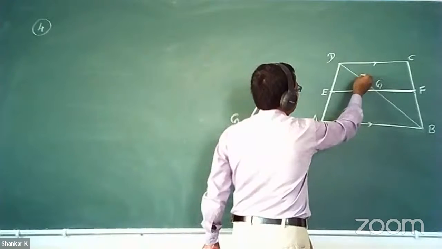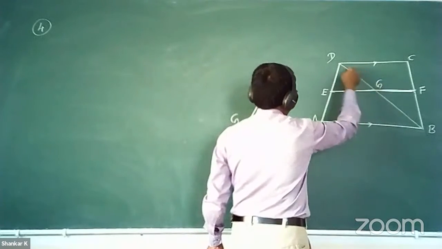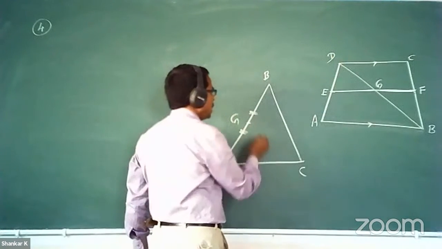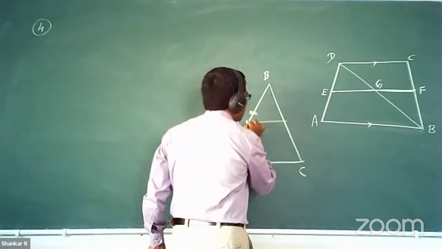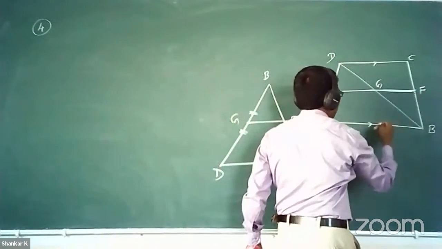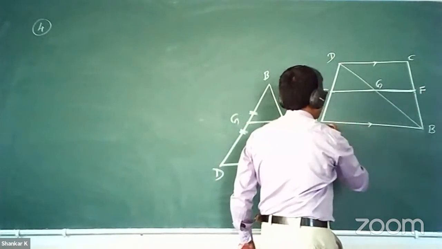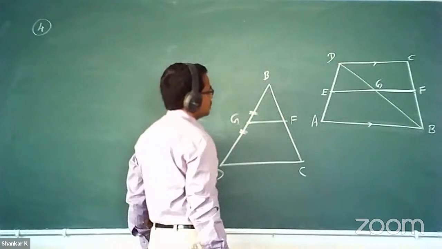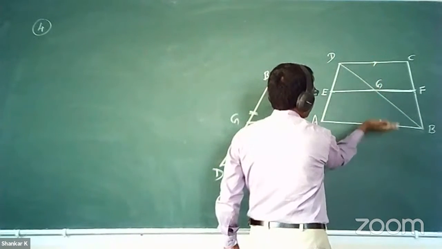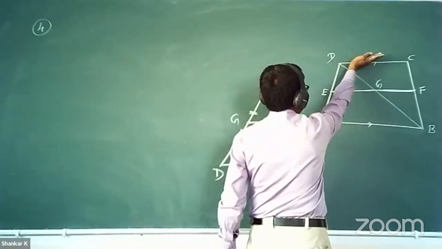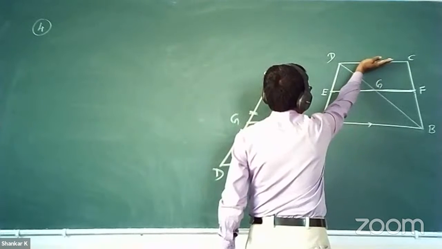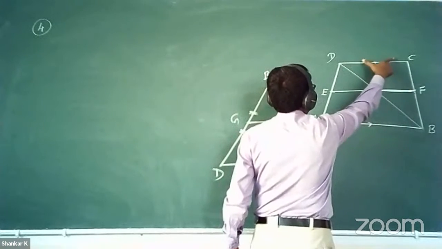Already you told G is the midpoint of BD, which means these two are equal. Now this line GF is parallel to BC because EF is parallel to AB. First of all, it is a trapezium, so AB and CD are parallel. Now EF is parallel to AB means EF is parallel to CD, therefore GF is parallel to CD.